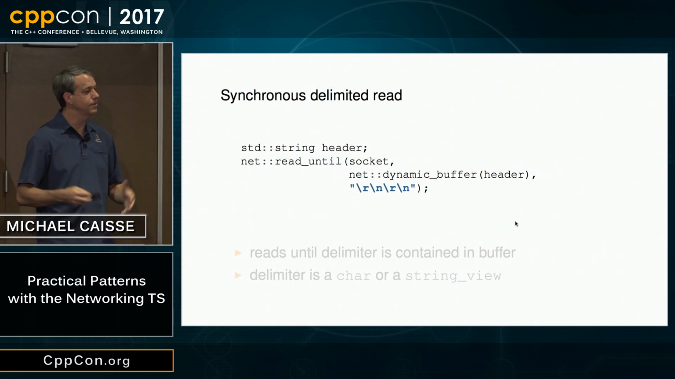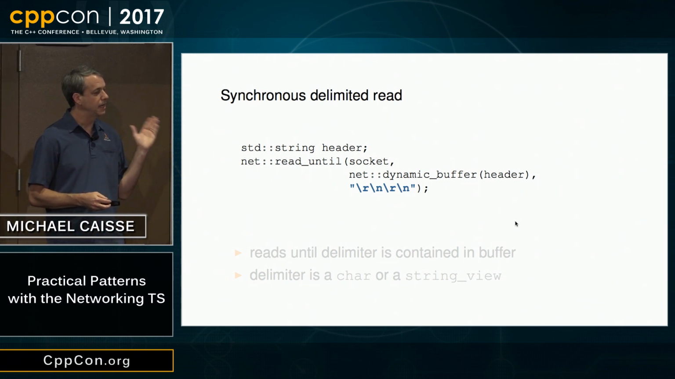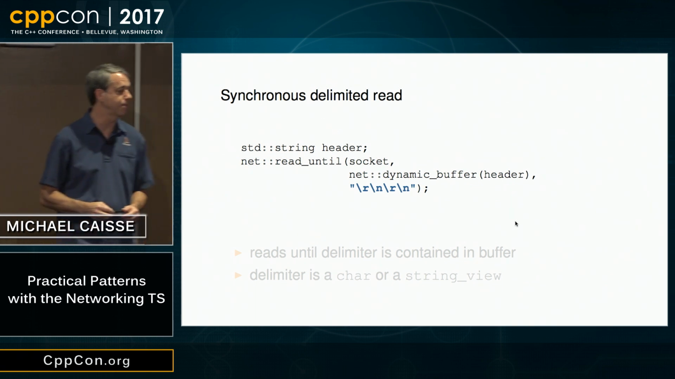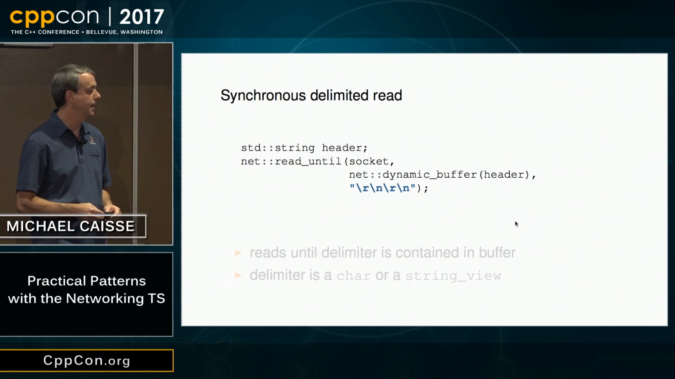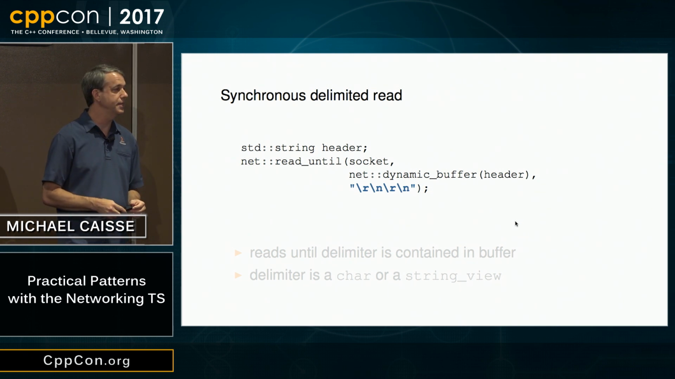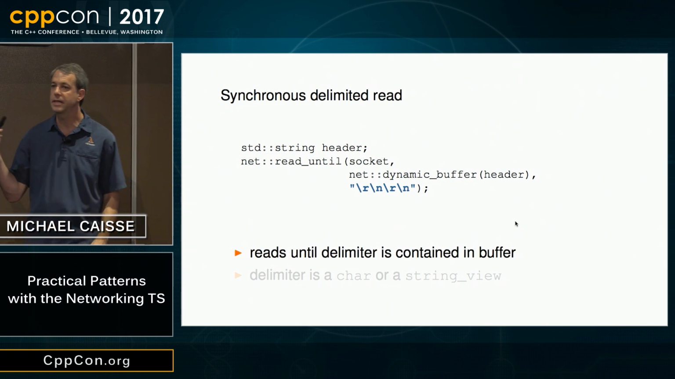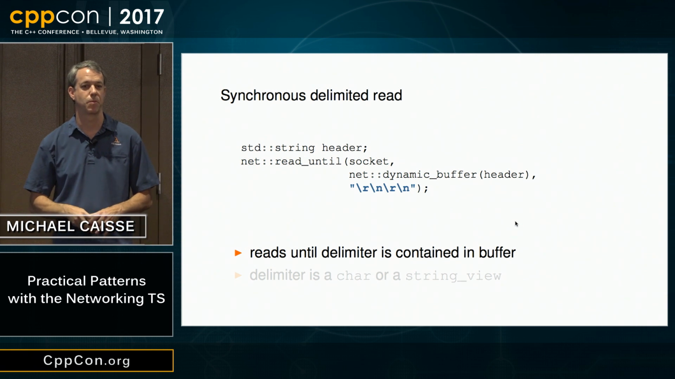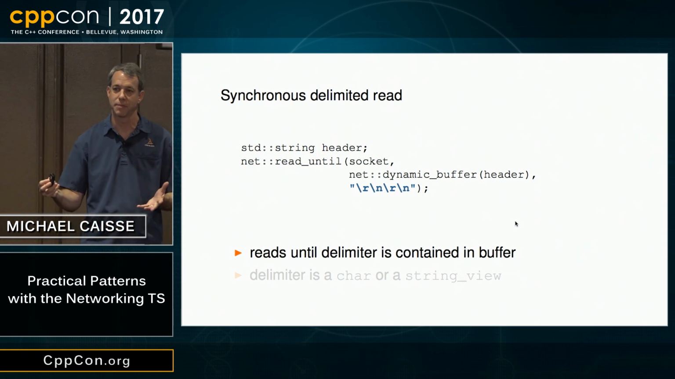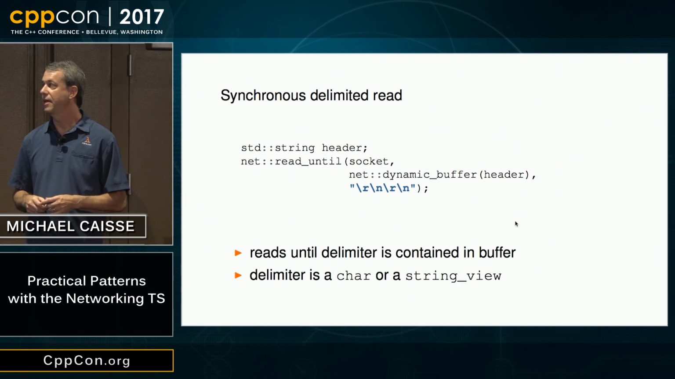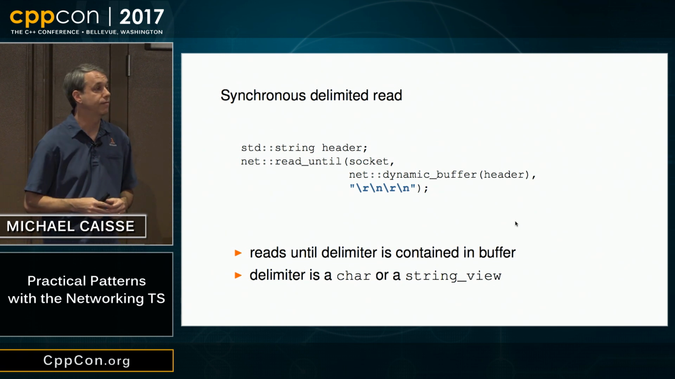Okay, so there's this thing called synchronous, the delimited read. Read until: we're going to give it the socket and we're going to give it a buffer to read into. In this case, we're going to give it a dynamic buffer, passing in header, so it's going to take this string and just keep growing it as large as it needs. And then we're going to give it a pattern to find. And it's going to read until the delimiter is contained inside of the buffer. All right, that wording is important. So until that delimiter set is contained inside the buffer. Delimiter is a character or it is a string view. Those are the things that it can be.